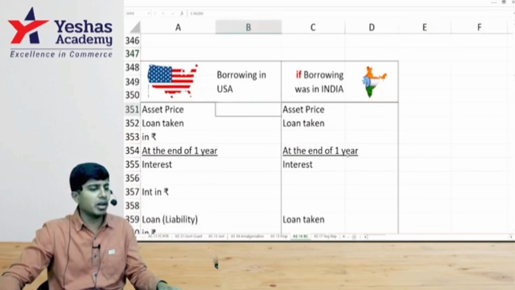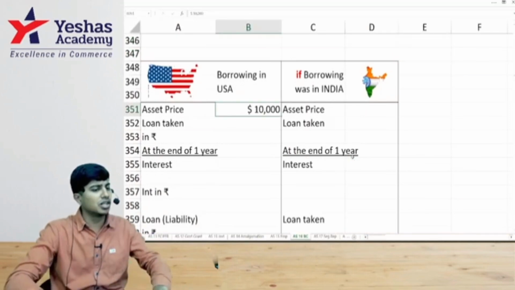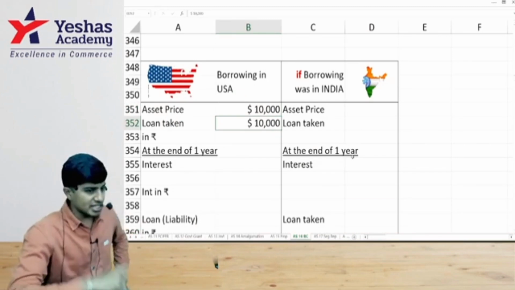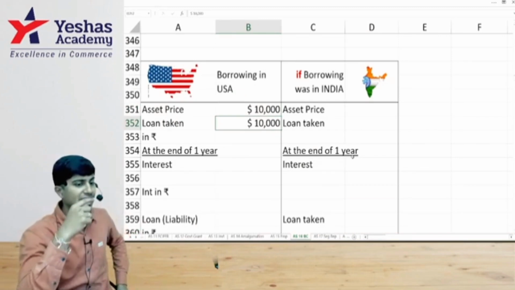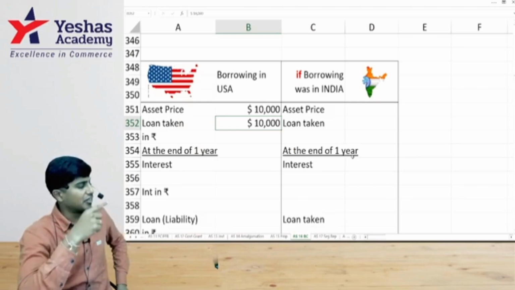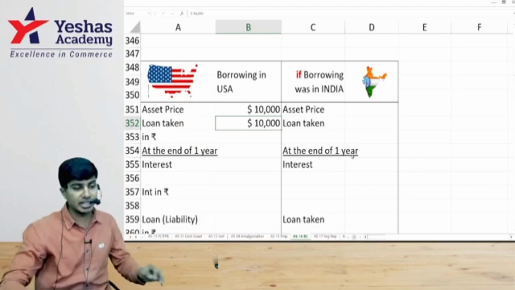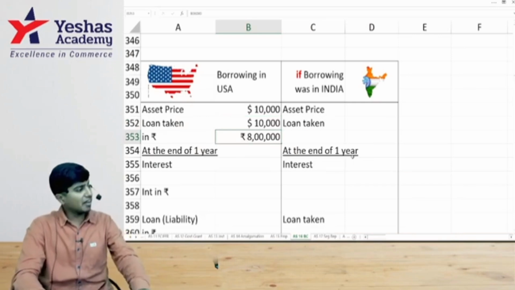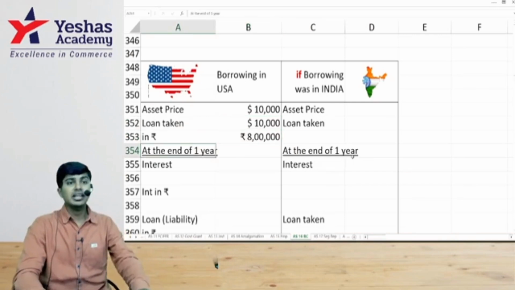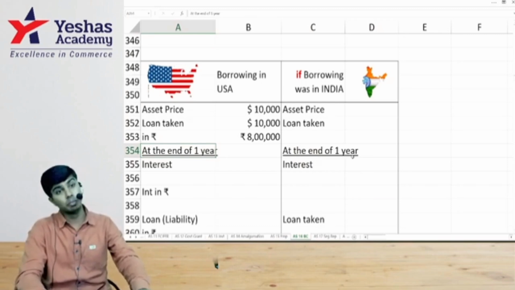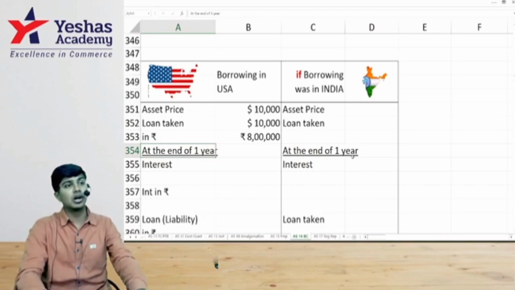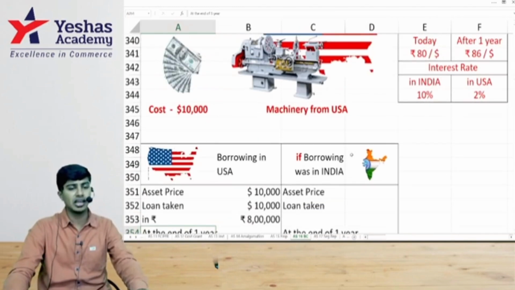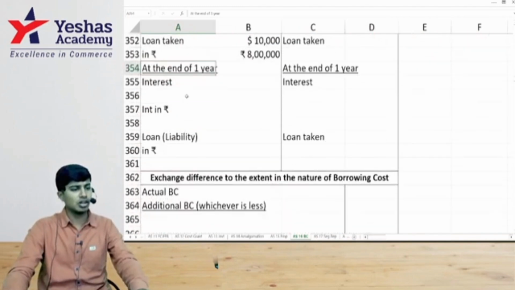Now observe. When the borrowing is made in USA, the borrowing is $10,000 because the asset purchase is $10,000. If I have to show this asset purchase for $10,000 in Indian currency, each dollar is rupees 80, so the loan will be 8 lakhs. But when I have to compute interest at the end of 1 year, interest will not be computed on 8 lakh rupees, interest will be computed on $10,000. On $10,000, what is the interest rate in USA? 2%.